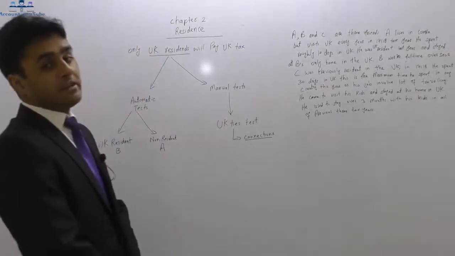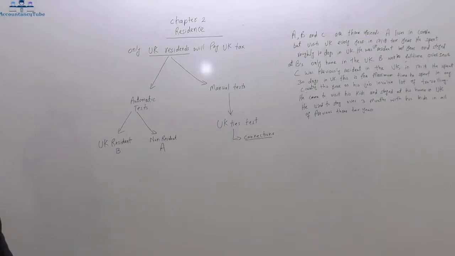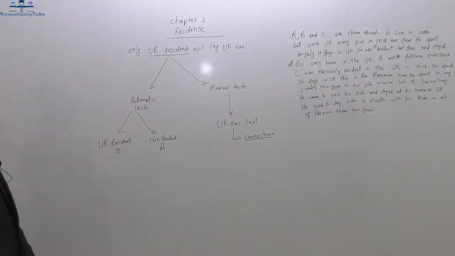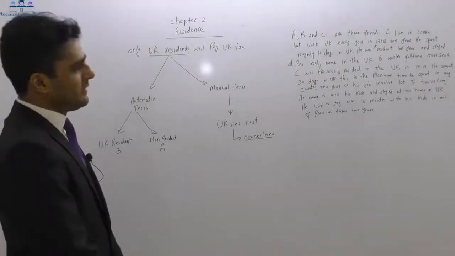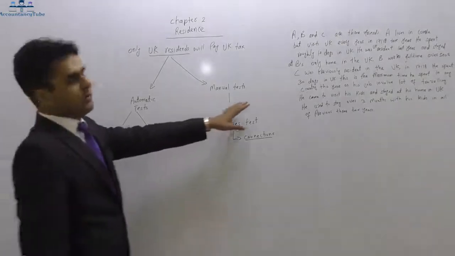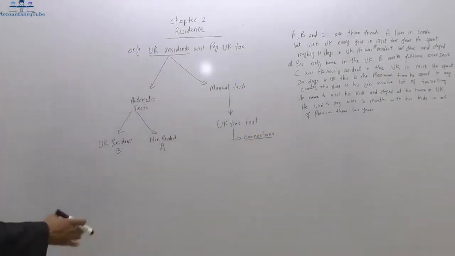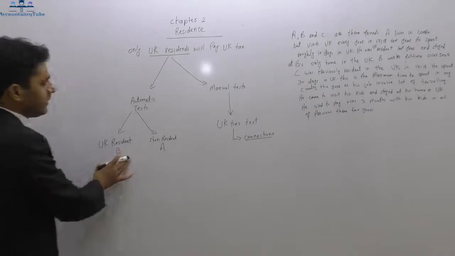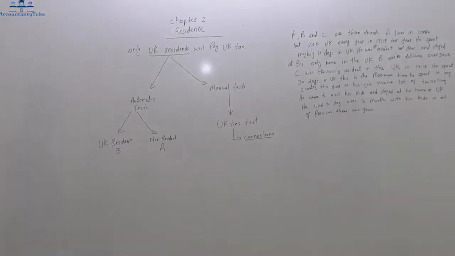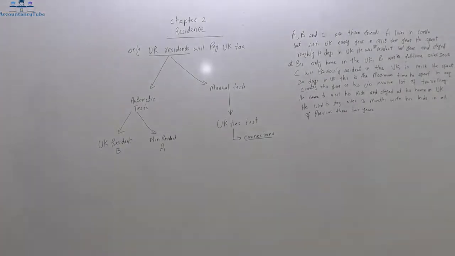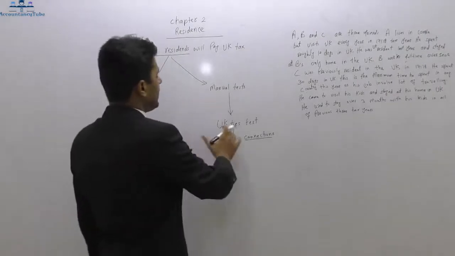He spent 30 days in the UK, and that is the maximum time he spent in any country. As his job requires a lot of traveling, he comes to visit his kids and stays at his home in the UK. He used to stay over 3 months with his kids in all of the previous 3 tax years. By reading this information about C, I cannot determine whether he is automatically non-resident or automatically resident. When I cannot determine that, I need to go to the manual tests, which are the UK ties test.